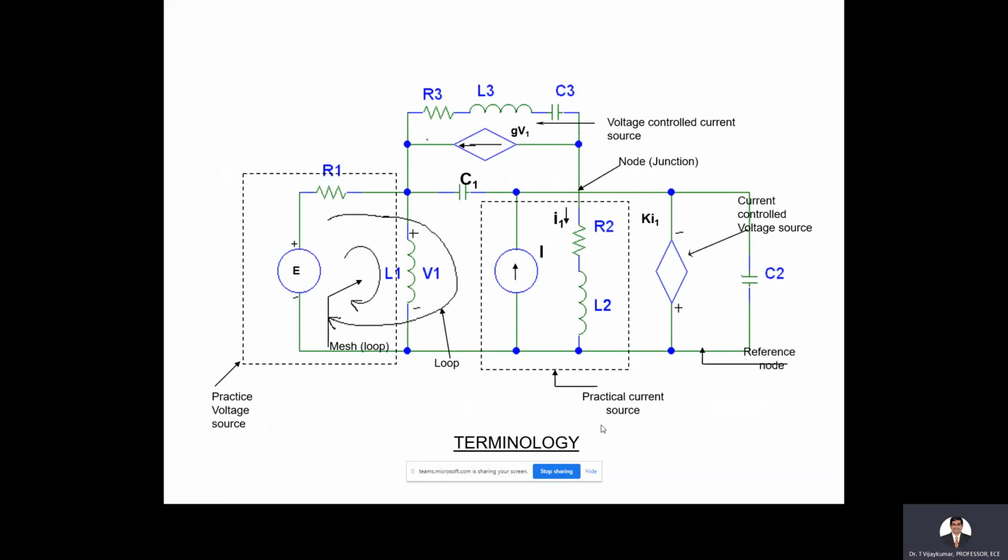What is a reference node? The reference node is also called the datum node, or we can call it the ground potential. That is zero potential. That we call the reference node. Below, you can see that all the elements are connected to one point. That is the ground point. We call that the reference node, or the datum node.